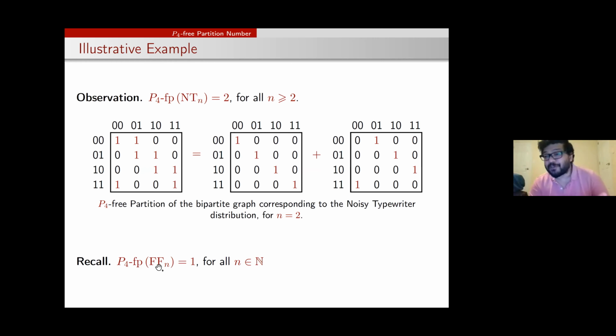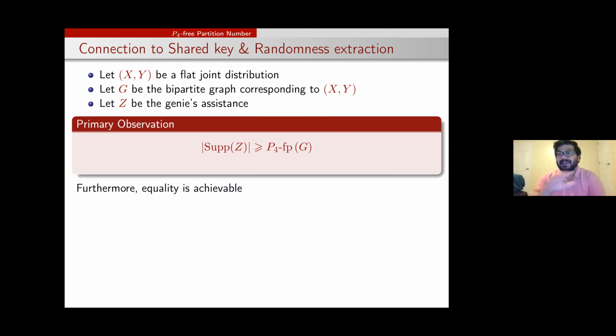So recall, forward or flip all had partition number 1 because it itself is P4-free, and noisy typewriter has partition number 2. So now let's establish the connection between the P4-free partition number of a graph and the original information theoretic problem that we posed. Suppose XY is a flat joint distribution, G is the bipartite graph corresponding to this joint distribution, and Z is the Genie's assistance. In our paper, we prove that the support of the Genie's assistance is at least as large as the partition number of G. And furthermore, equality is achieved.